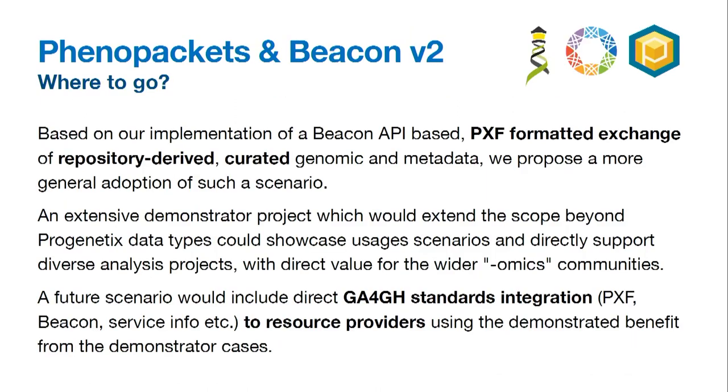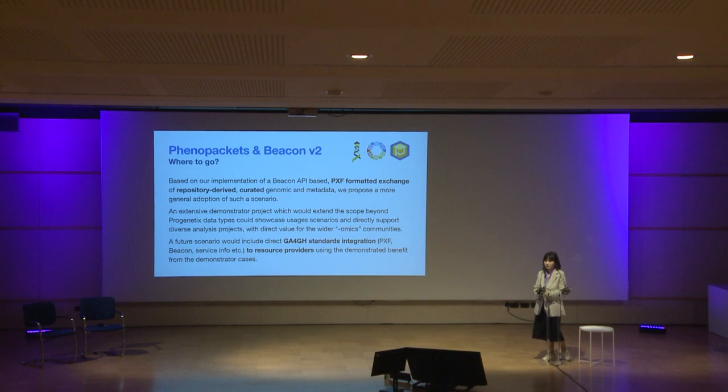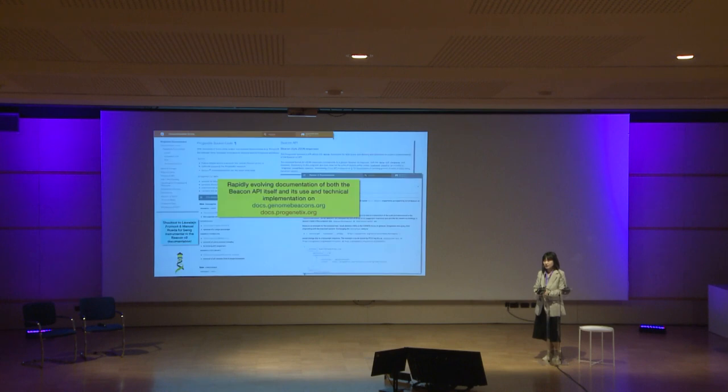So to make a summary, based on our implementation of a Beacon API-based, Phenopackets-formatted exchange of repository-derived curated genomic and metadata, we propose a more general adoption of such a scenario. A future scenario would include direct GA4GH standards integration, including Phenopackets, Beacon services info, to resource providers using the demonstrated benefit from the demonstrator cases. If you want to find more information about our Beacon API and its use cases and the technology implementations, you can find more on our documentation websites.